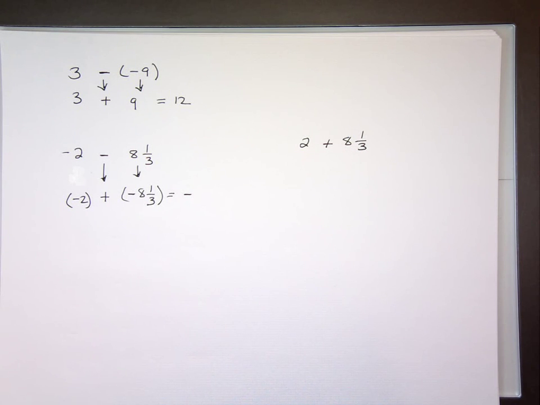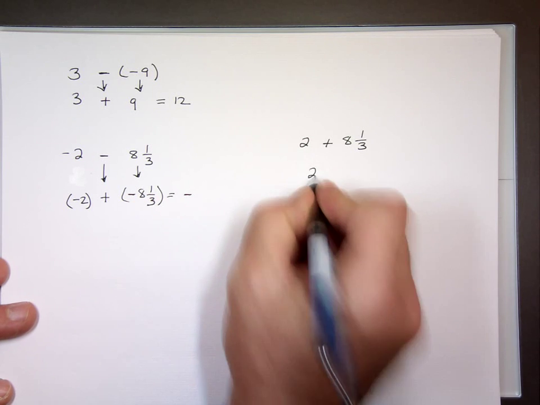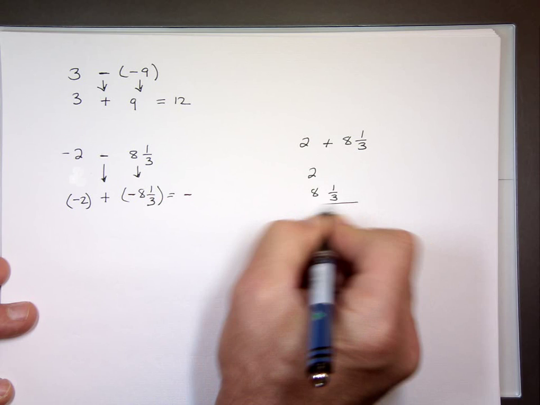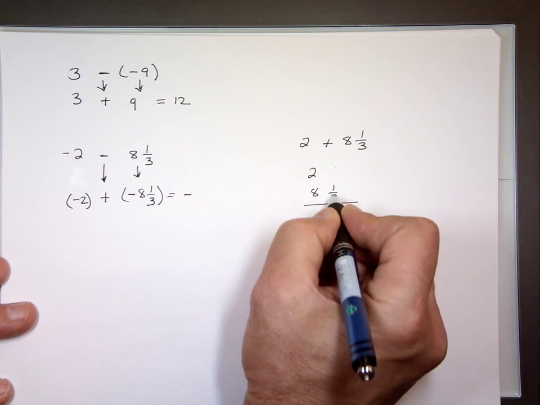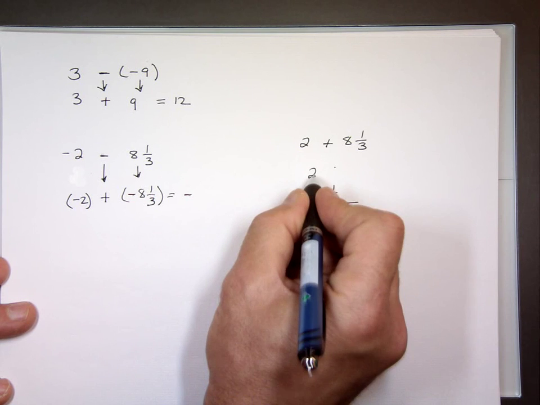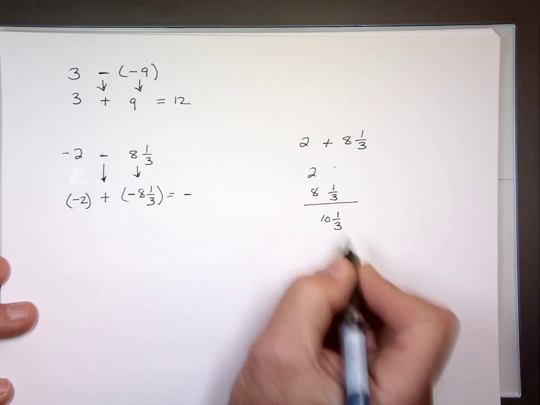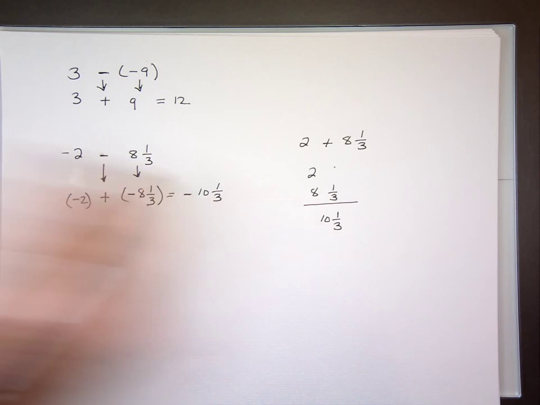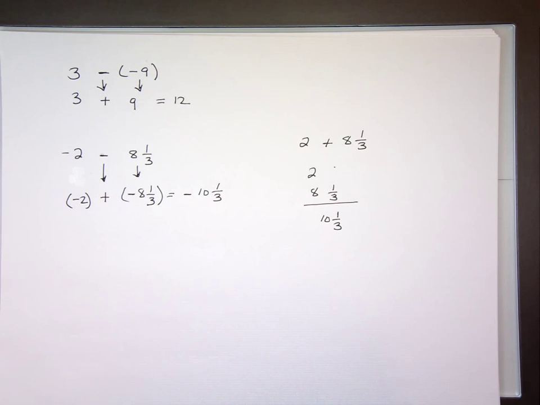Now you can make real life easy on you if you add them vertically. The 2 is 2 like this, and the 8 1/3, 8 1/3. We add the fraction to the fraction. What's 1/3 plus nothing? 1/3. What's 2 plus 8? 10. What's the answer? Negative 10 1/3. Remember, adding vertically, you put the fractions on top of the fractions, the whole number on top of the whole number.